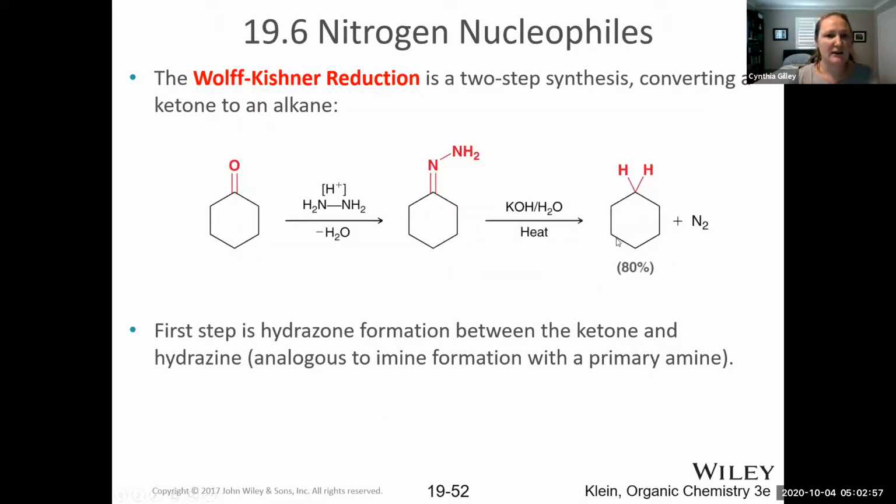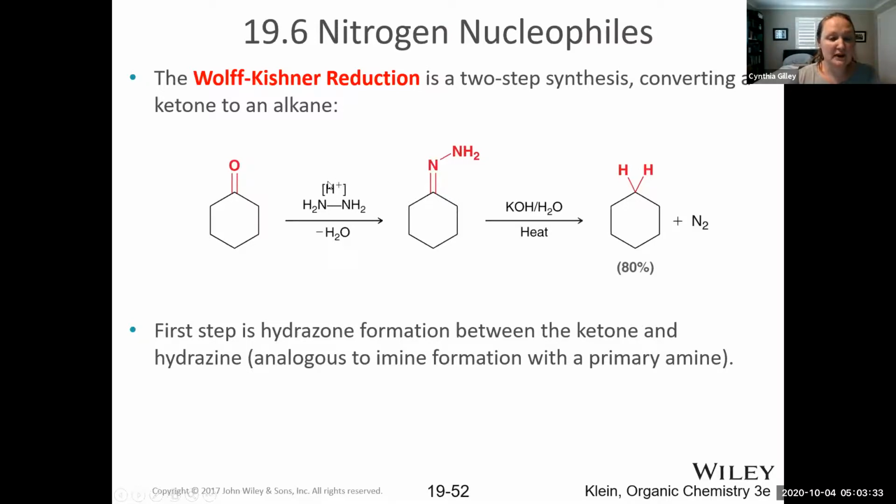Okay, let's move on to the Wolff-Kishner reduction. The Wolff-Kishner reduction is a two-step synthesis, and it converts a ketone all the way down to a methylene or an alkane. The first step is the formation of what we call a hydrazone, right? And it utilizes hydrazine as the nucleophile. So NH2 bonded to NH2 is called hydrazine. And the product here is called a hydrazone because of the double bond, kind of like the one of a ketone.